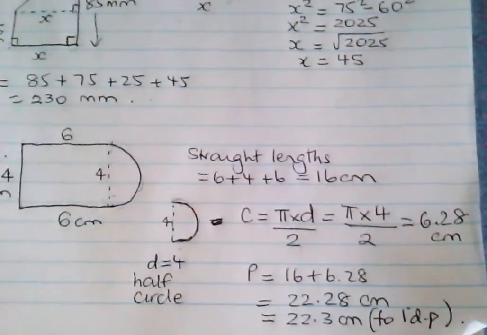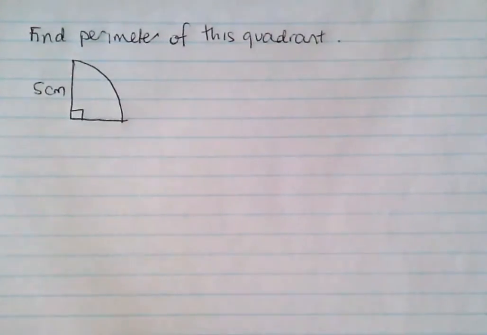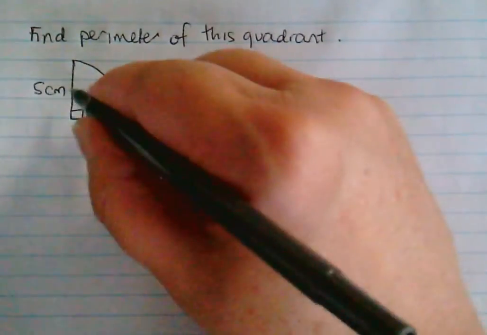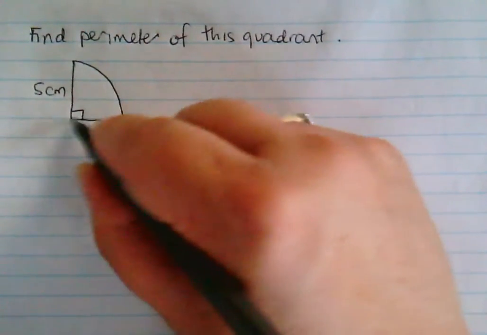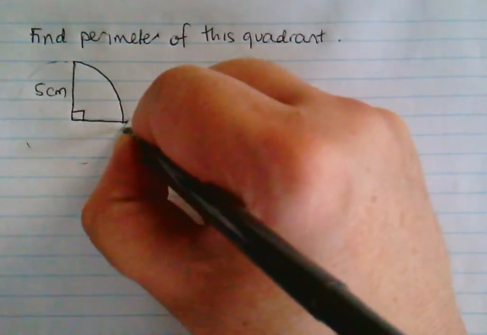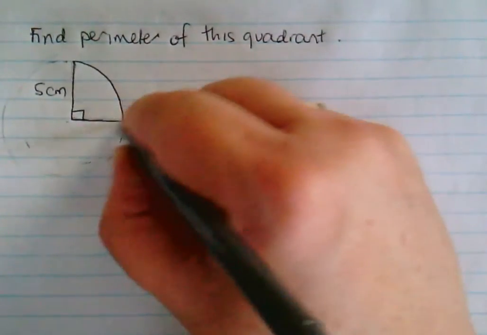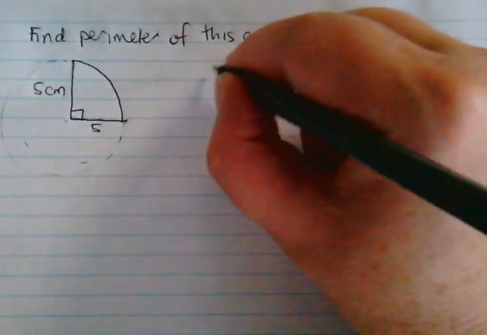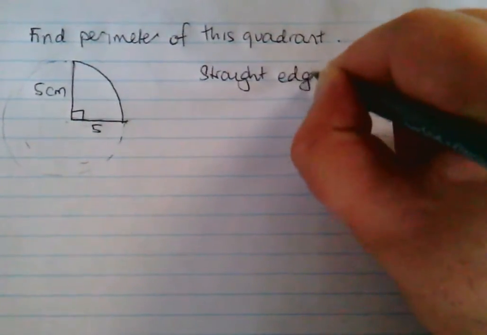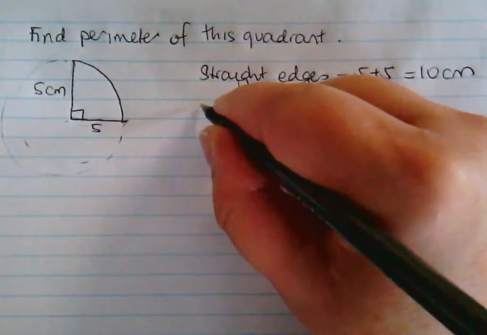Okay? All right, this is a quadrant. So another example, find the perimeter of this quadrant. Again, it's made up of straight line bits and a curved bit. So if that's 5 centimeters there, even though I haven't indicated what this is part of a circle if I draw a dotted line, dotted circle. So if that's 5, what's this length here? What's this? 5. So the straight line bits, straight edges, are 5 plus 5, which is 10 centimeters.